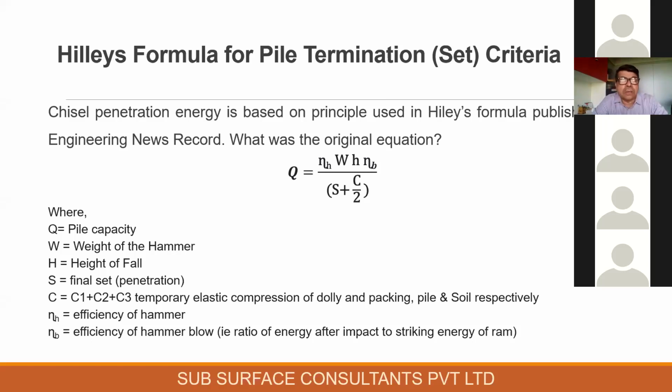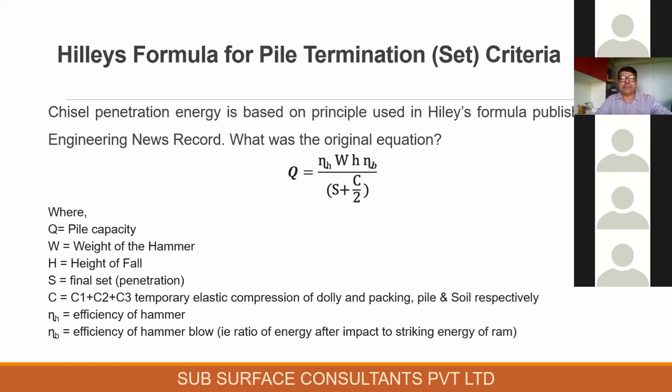So the important thing here was that to achieve the required pile capacity Q, you should predefine the value of S. That used to be something like, for 25 blows of the hammer, the set used to be limited to 10 millimeters. Once that was achieved, it was said that the pile has got the capacity, and this could be proved by conducting a pile load test.